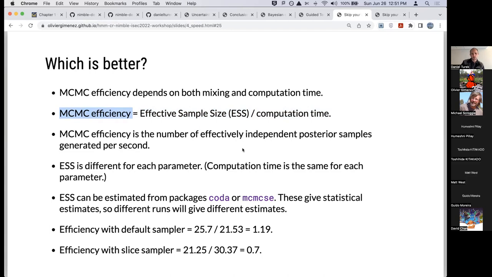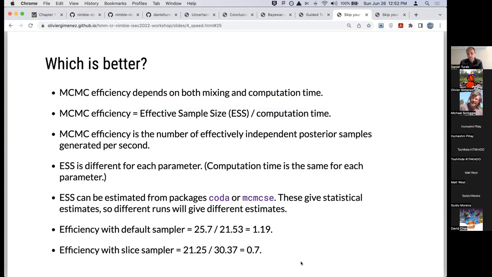And here we note that with the default sampler, we had this efficiency, one effective sample per second. With the slice sampler, it actually went down in this case, so it wasn't beneficial. So that's what I mean by it's not always certain whether things will get better or worse with different sampling approaches, but it's worth trying different things. And then using the best MCMC for a longer run.